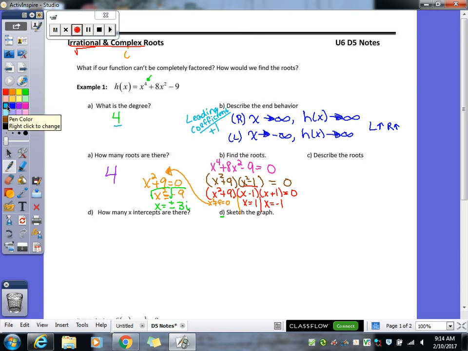So when it tells us to describe our roots, we have 2 imaginary roots, and then we have 2 real. To go even further with our 2 real ones, these ones would be rational, and they would be unequal.